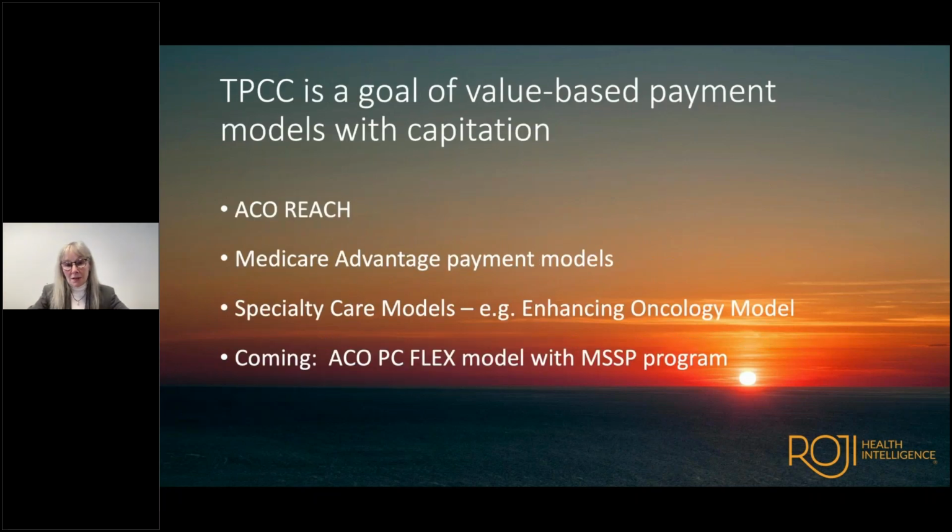Total per capita cost is the goal of value-based payment models with capitation. You see it in ACO REACH, you see it in Medicare Advantage models on a more frequent basis than ever before. Most of them are moving to capitated models right now. We're seeing it in the specialty care models like Enhancing Oncology, and we will be seeing it in the MSSP program if a lot of ACOs take up the challenge of ACO PC Flex within that program beginning next January.